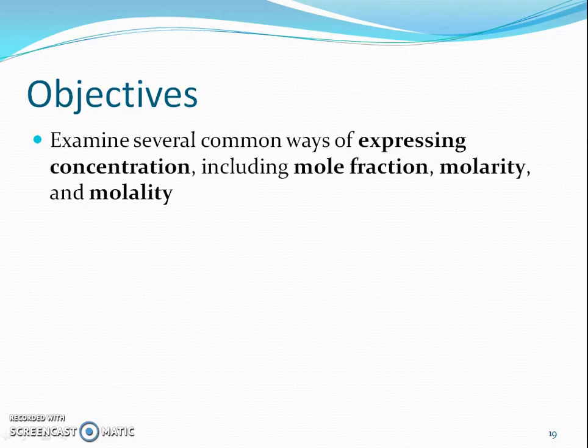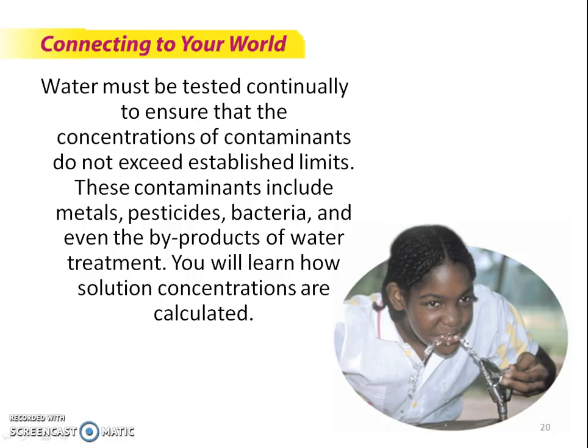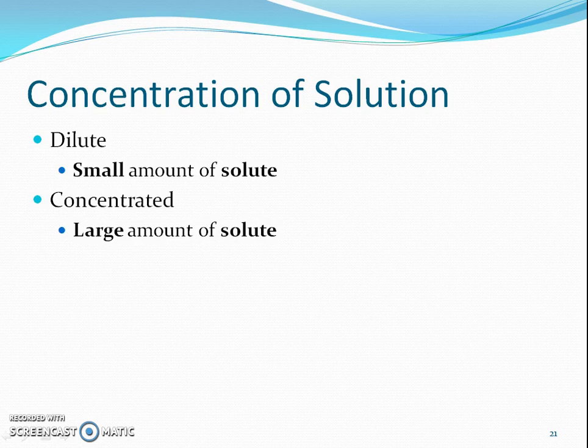So back to your packet, and in this section, you're going to examine several common ways of expressing concentration, including mole fraction. Now, mole fraction we've dealt with before, and we're going to deal with that again. Molarity is something you've dealt with since Chem 1, and now we have what's called molality. That R changes to an L, and it's going to change our units. So water must be tested continually to ensure that the concentrations of contaminants do not exceed established limits. These contaminants include metals, pesticides, bacteria, and even the byproducts of water treatment. You will learn how solution concentrations are calculated. So pause, fill in those blanks, and then play to hear my words.